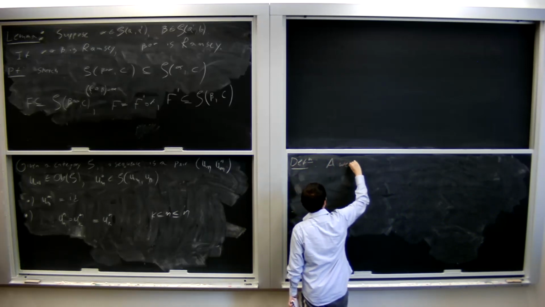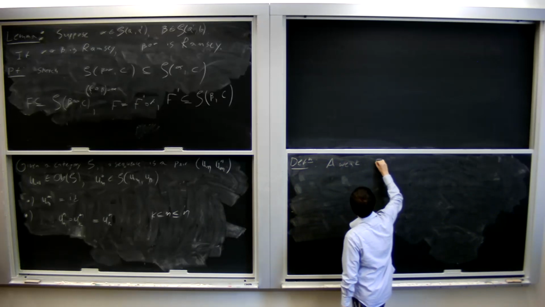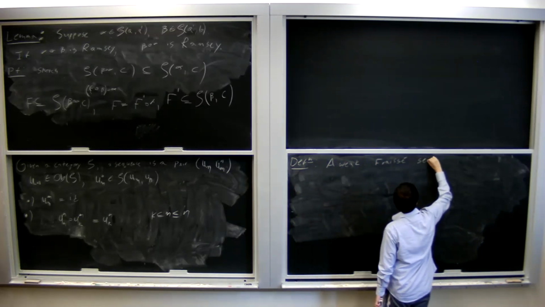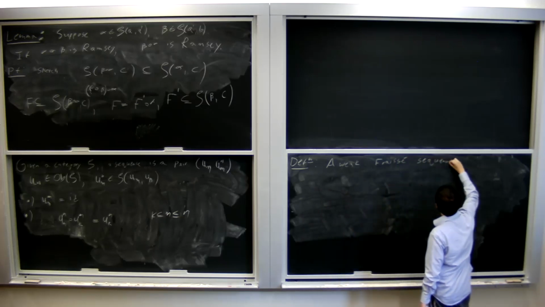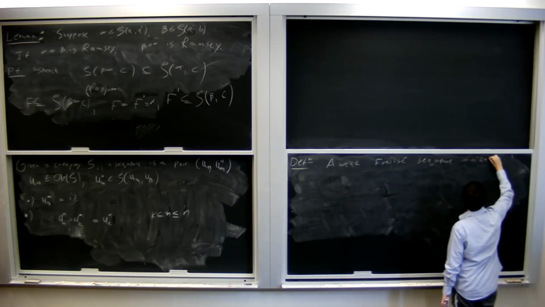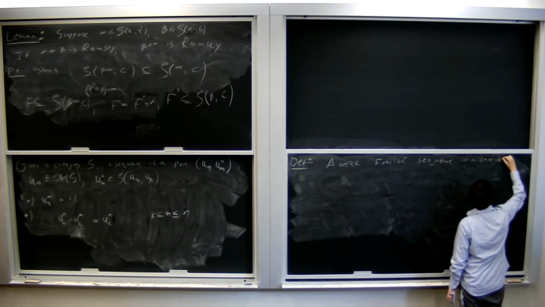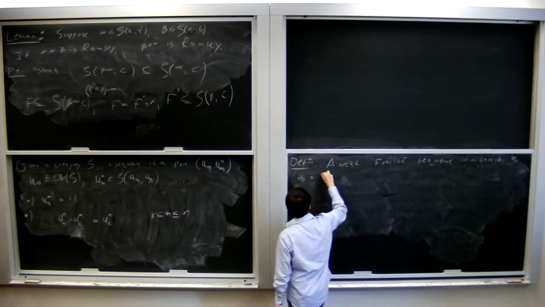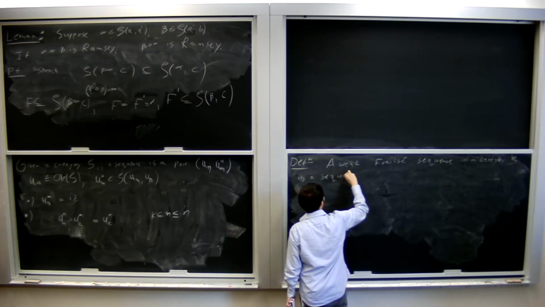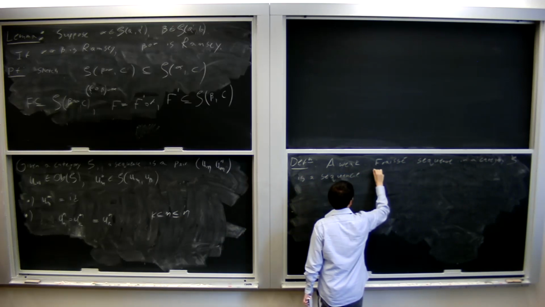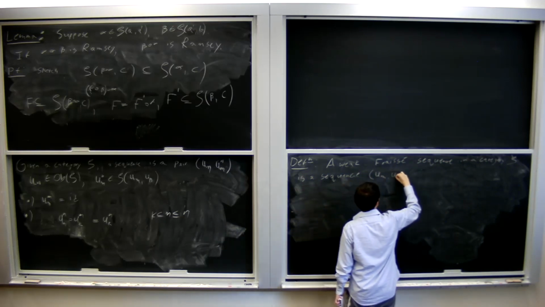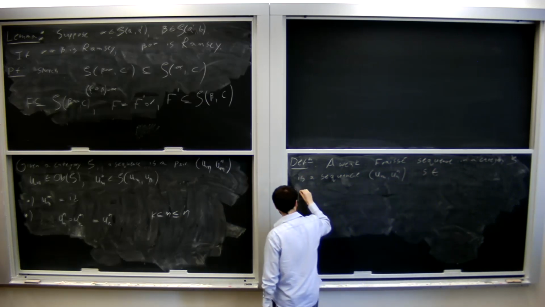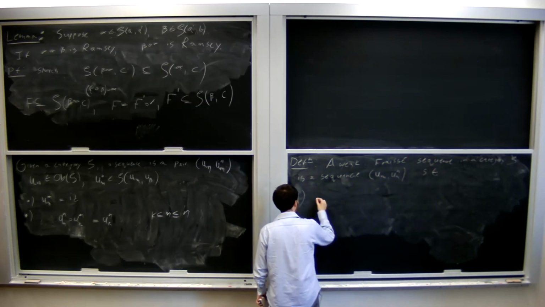A weak Fraïssé sequence in a category S is a sequence with the following two properties. The first is easy enough.